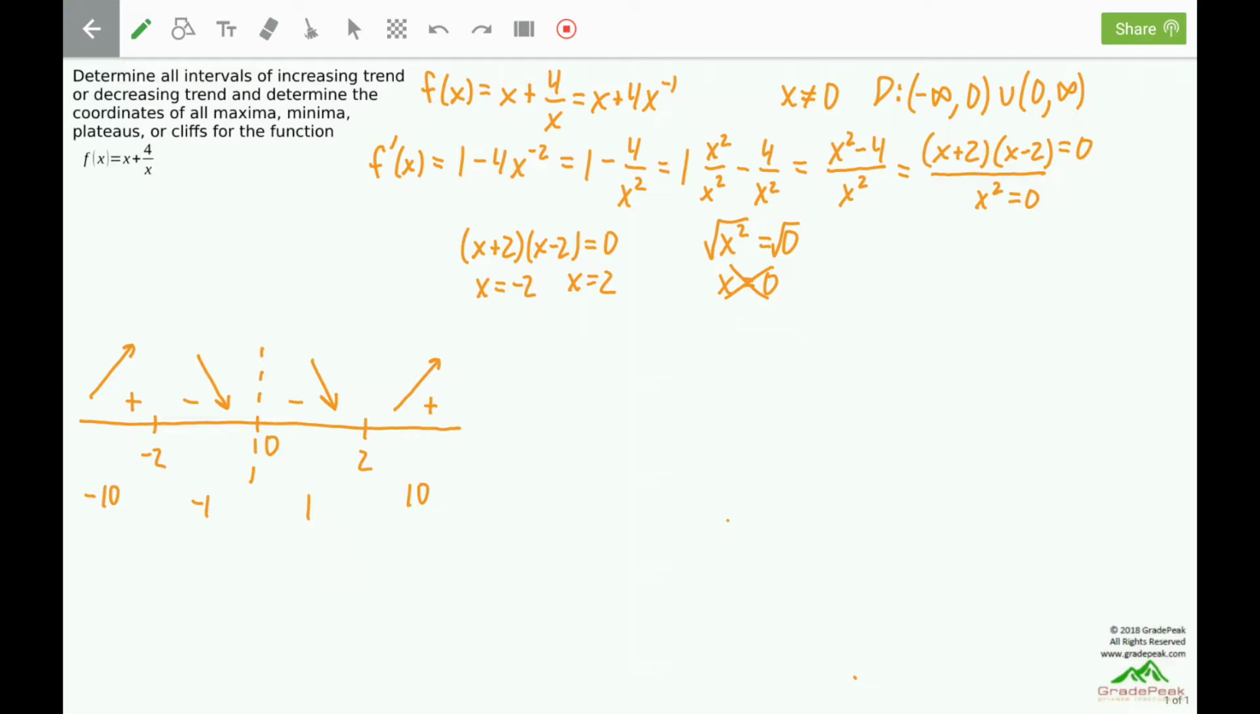So we have the function is increasing on the interval negative infinity up to negative 2, and then again from positive 2 to positive infinity. And we have a decreasing trend from negative 2 to 0, and then again from 0 to 2. Those two intervals cannot be combined because 0 is not included, and that's why it has round brackets on it.